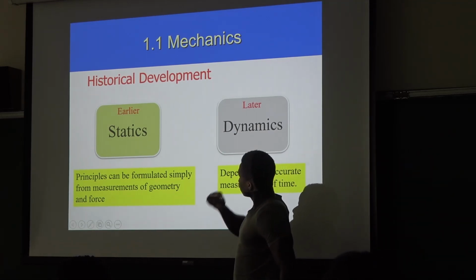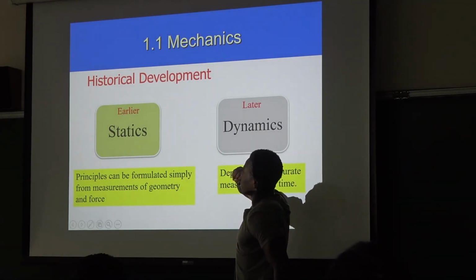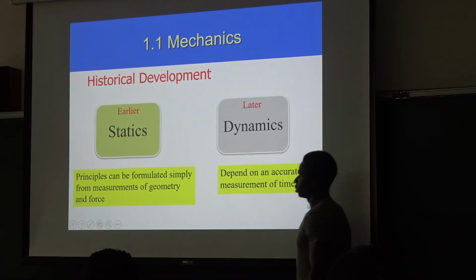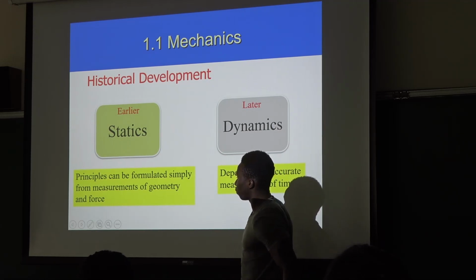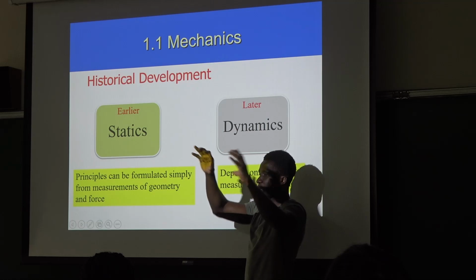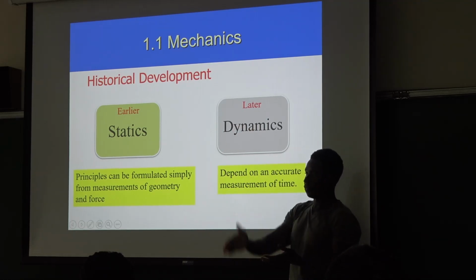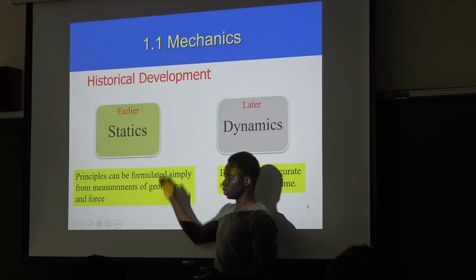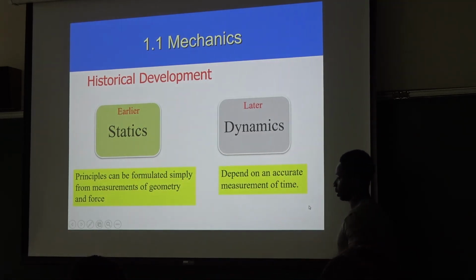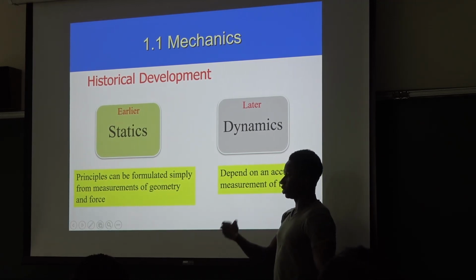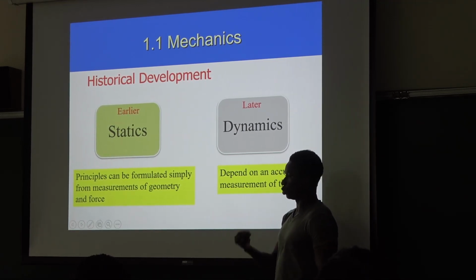Okay, so here it talks about trying to give a brief difference between statics and dynamics. It says the principles can be formulated simply from measurement of geometry and force. So you can just look at the material geometry and then the force acting on the material, and then you can use statics to solve those problems because you assume that the shape of the material, the volume of the material is not changing over time.